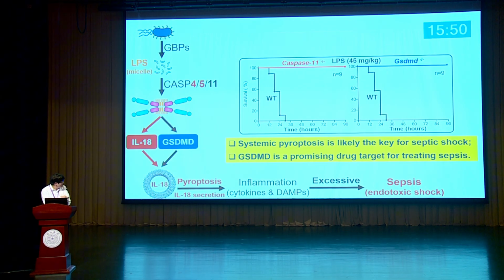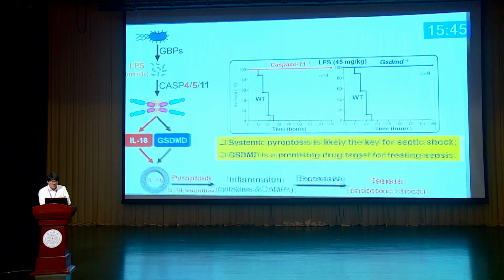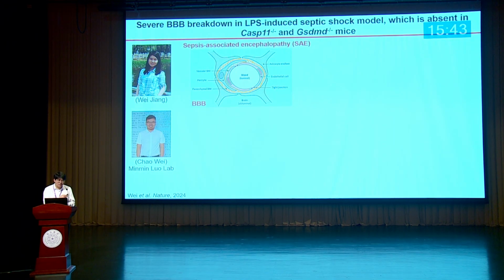So this clearly suggests that gasdermin D is a promising drug target for treating sepsis. During sepsis, the patients in the ICU can be recovered by other means. However, some of the patients will develop a disease called sepsis-associated encephalopathy, and many clinicians are aware of this disease. The development of SAE is thought to be due to the disruption of blood-brain barrier structure during bacteremia, bacterial infection, or septic shock.